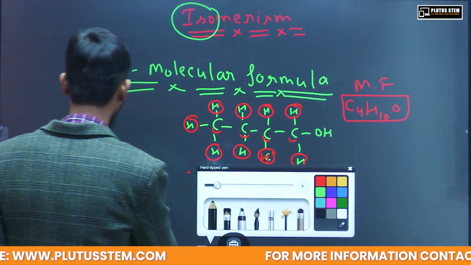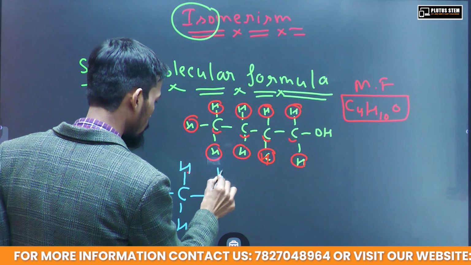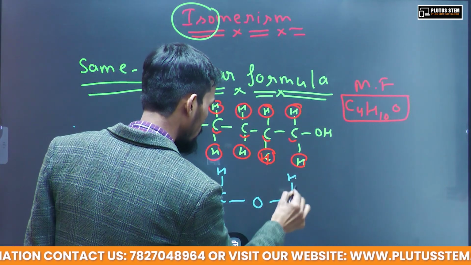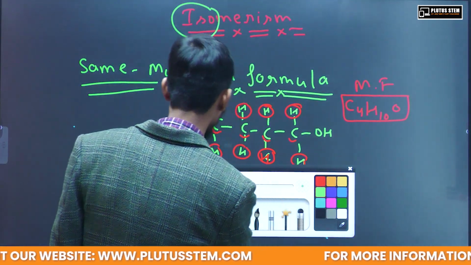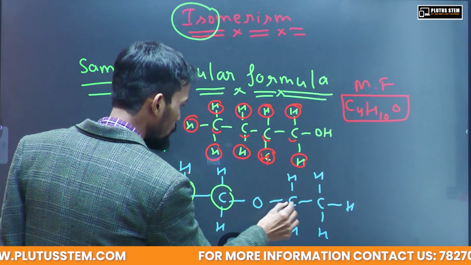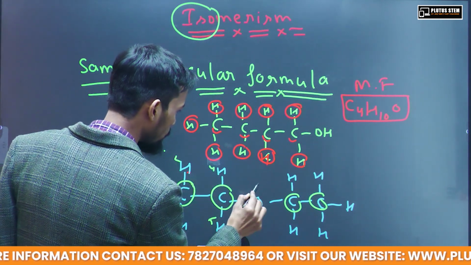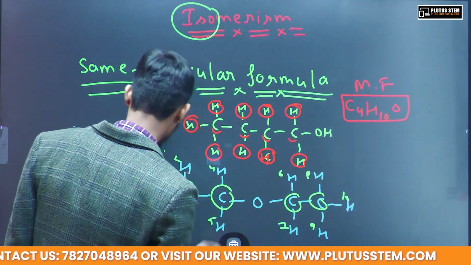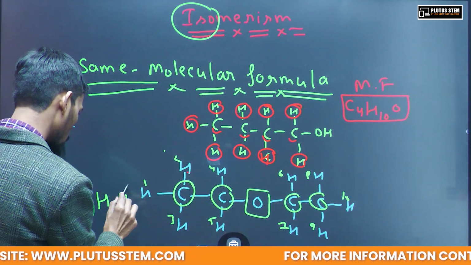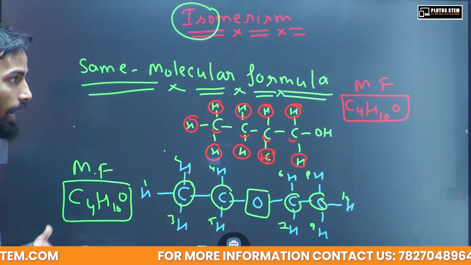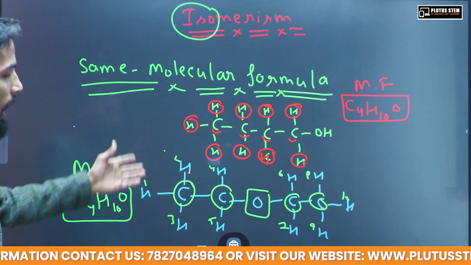So we can have some other example regarding this. I am just taking a simple example only. CH3, CH2, O, CH2, CH3. If I ask you the molecular formula of this compound: carbon 1, 2, 3, 4. Hydrogen number is 10, and oxygen is again 1. So if you see both these structures, they have the same molecular formula, but these are two quite different structures.